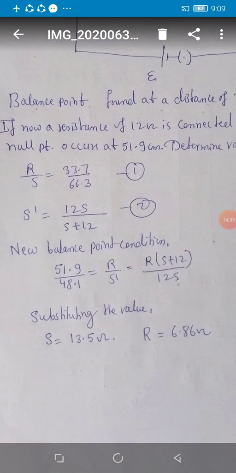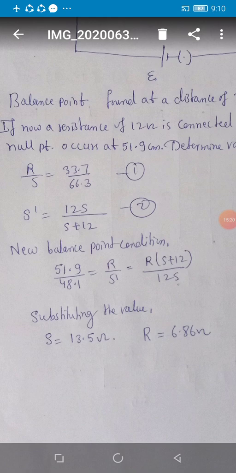Again, based on the Wheatstone principle, student, 51.9 upon 48.1. How did I get 48.1? 100 minus L, student. Remember I told you the meter bridge wire is 1 meter in length. So L is 51.9, and 100 minus that will give you 48.1. Now that is equal to R by S dash. Student, S dash, because now there is a resistance in parallel. It is not S, it became S dash. Then I substituted the value of S dash. So you have another equation in the form of R and S.